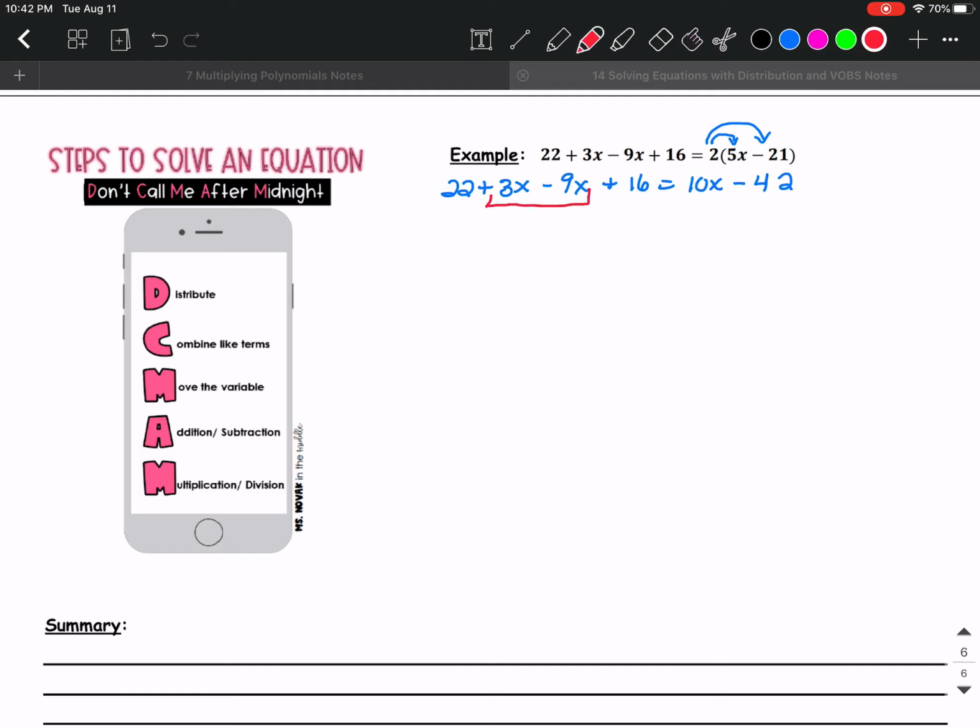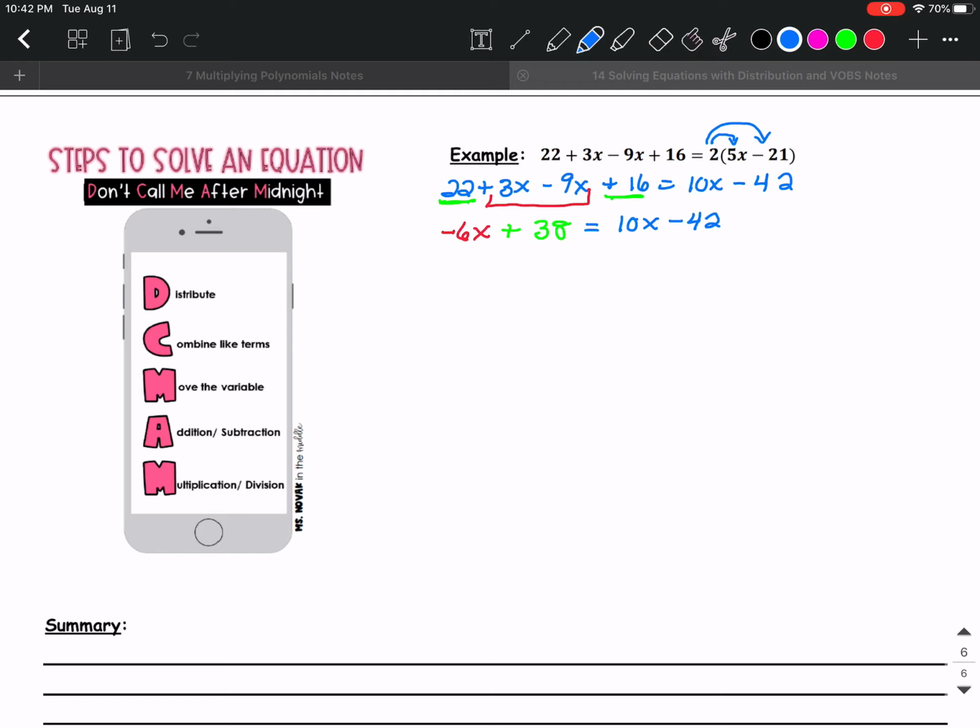Next step is to combine like terms, and we mean on the same side of the equal sign here. So notice how we have 3x minus 9x, that's negative 6x, and we have 22 plus 16. 22 plus 16 is 38. And then on the right-hand side, we still have 10x minus 42. Okay, so we've combined our like terms.